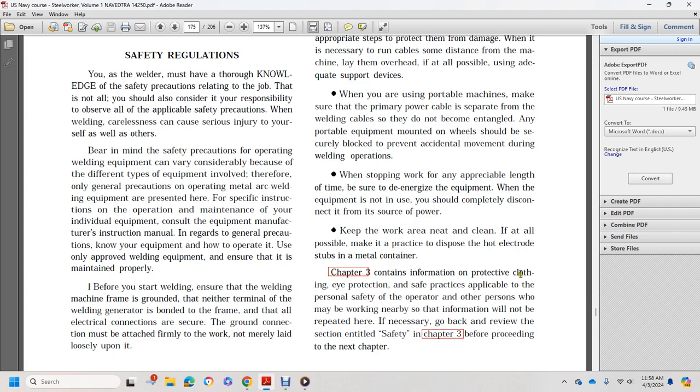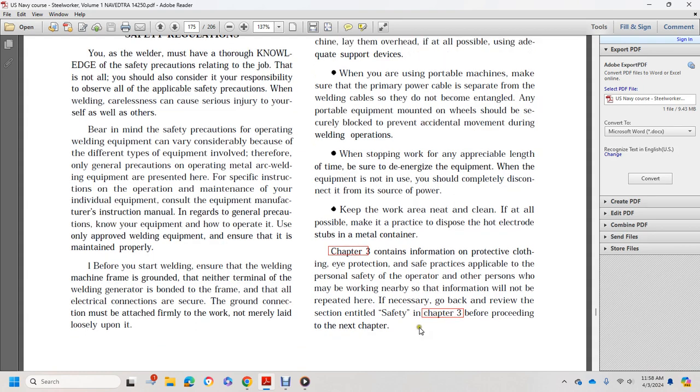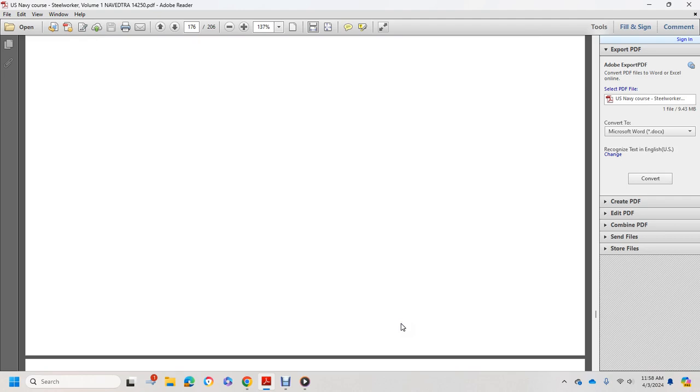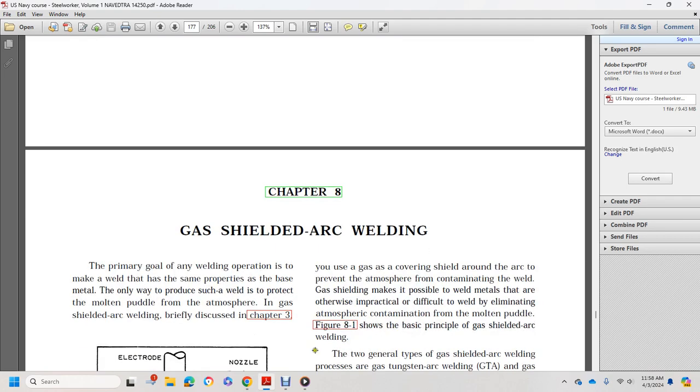Chapter 3 contains information on protective clothing, eye protection, and safety practices applicable to personal safety of the operator or other personnel who may be working nearby, but that information will not be repeated here. If necessary, go back and review the section entitled Safety in Chapter 3 before proceeding to the next chapter. Chapter 8, Gas Shielded Arc Welding.